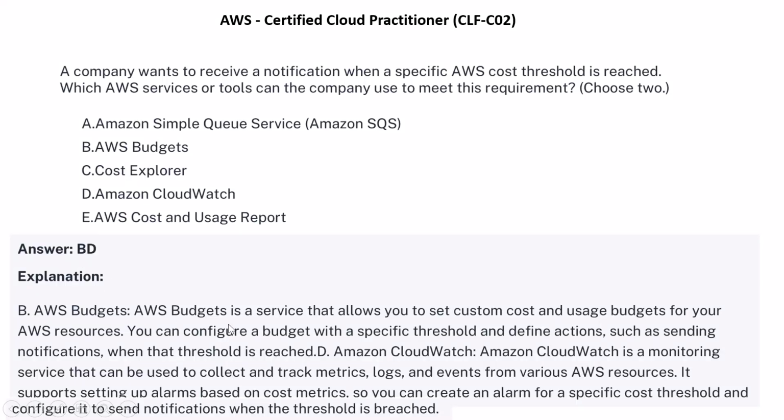AWS Budgets. AWS Budgets is a service that allows you to set custom cost and usage budgets for your AWS resources. You can configure a budget with a specific threshold and define actions such as sending notifications when that threshold is reached. Amazon CloudWatch. Amazon CloudWatch is a monitoring service that can be used to collect and track metrics, logs, and events from various AWS resources. It supports setting up alarms based on cost metrics, so you can create an alarm for a specific cost threshold and configure it to send notifications when the threshold is breached.